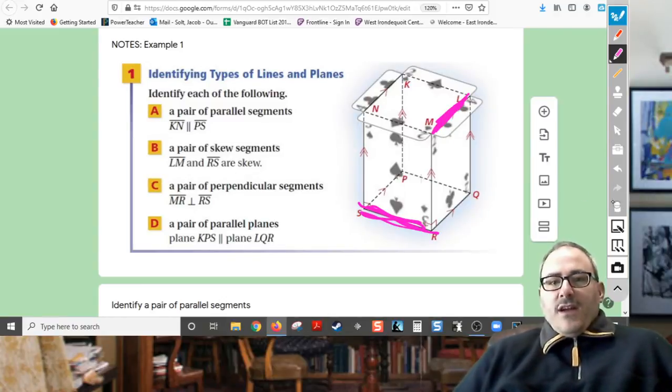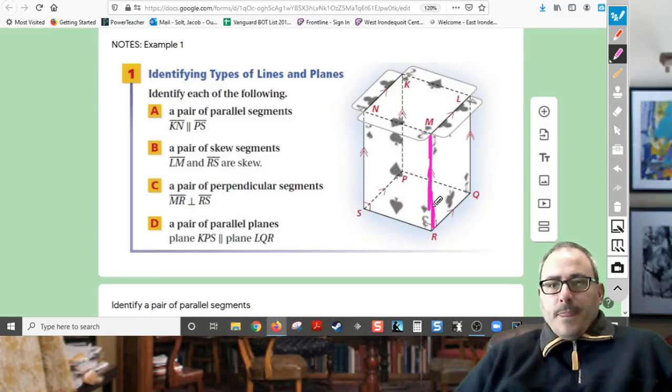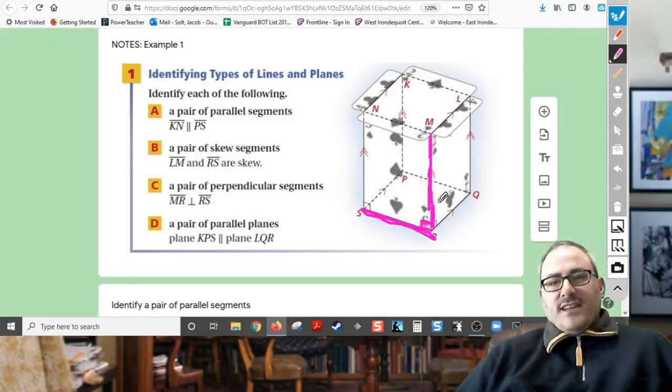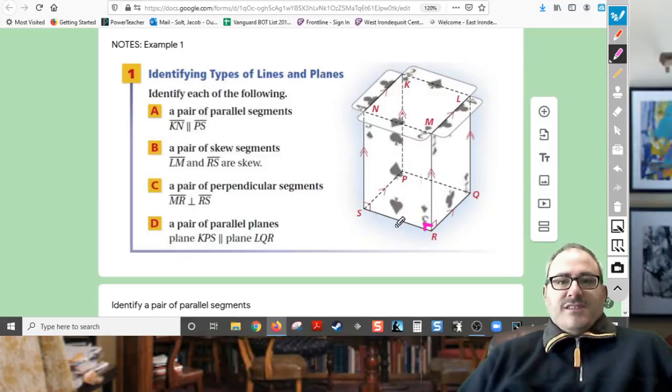Let's see, a pair of perpendicular segments. MR is perpendicular to RS. So here's MR. Here is RS. And while it might not look like these are 90 degrees, they are 90 degrees in the perspective of this three-dimensional figure drawn on a two-dimensional sheet. They intersect perpendicularly. I can see that they are perpendicular because, do you see that little box there? That tells me that it's a 90-degree angle.